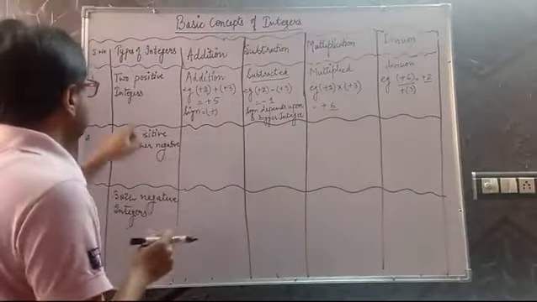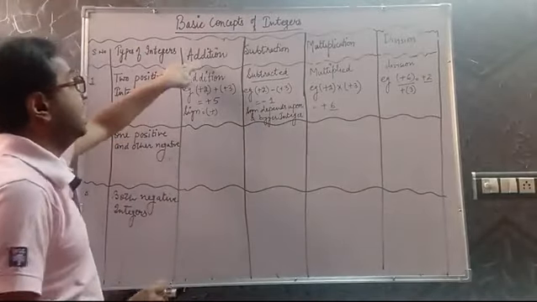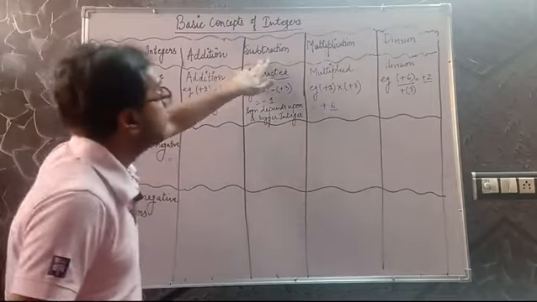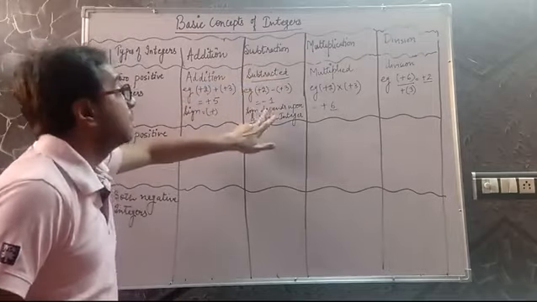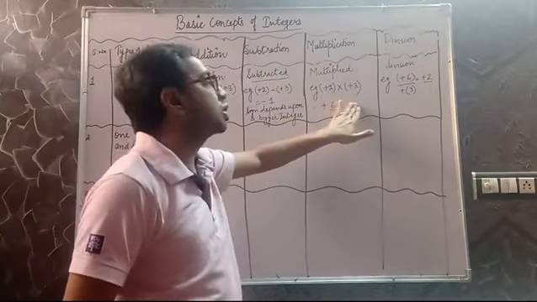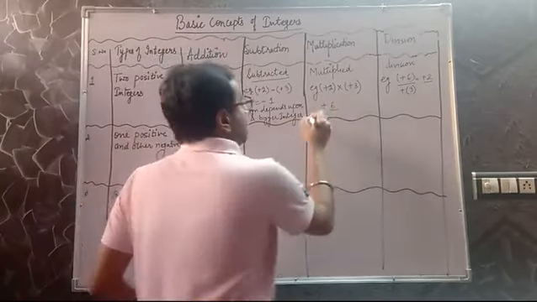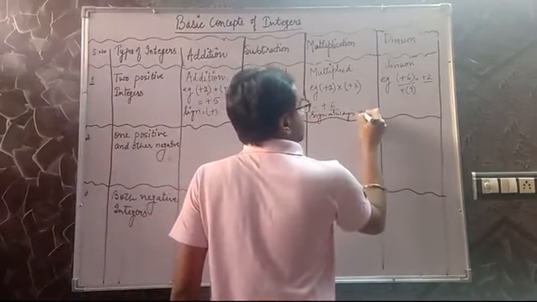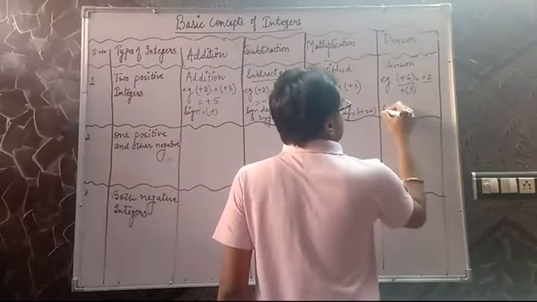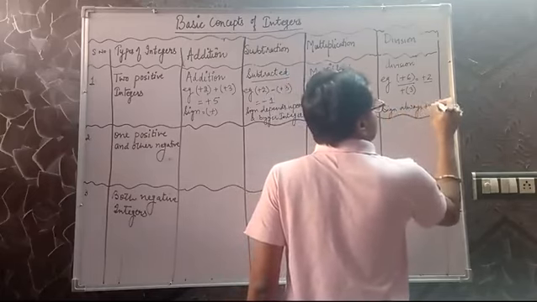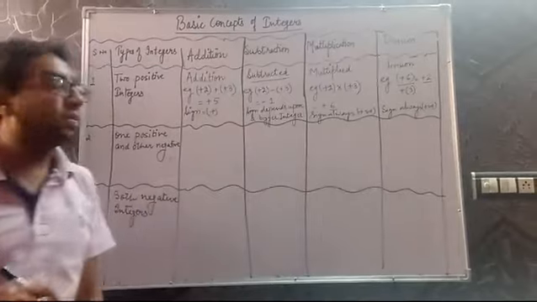So again I am repeating: if two positive integers are there and we need to add, we will add, and the positive sign will come. If we need to subtract, they will be subtracted, but the sign of the bigger term will come. In multiplication they will be multiplied, and the sign is always positive. Same for division, the sign is always positive. Are we clear about this?